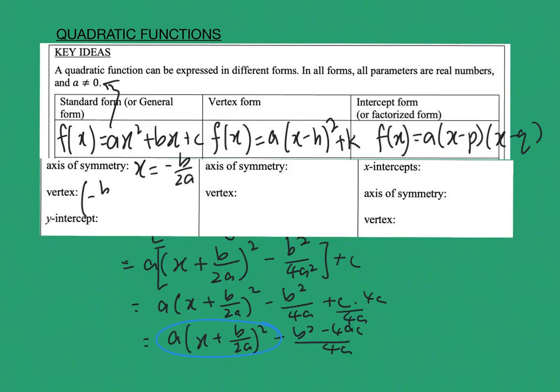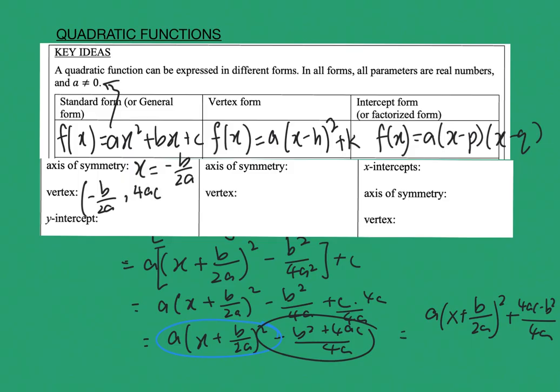and the vertex will be negative b over 2a, and the y value, oh, I made a mistake in my completing the square earlier. This should be a plus, so I should rewrite this as a times x plus b over 2a squared plus 4ac minus b squared over 4a. We can write this as the point, negative b over 2a, 4ac minus b squared over 4a.